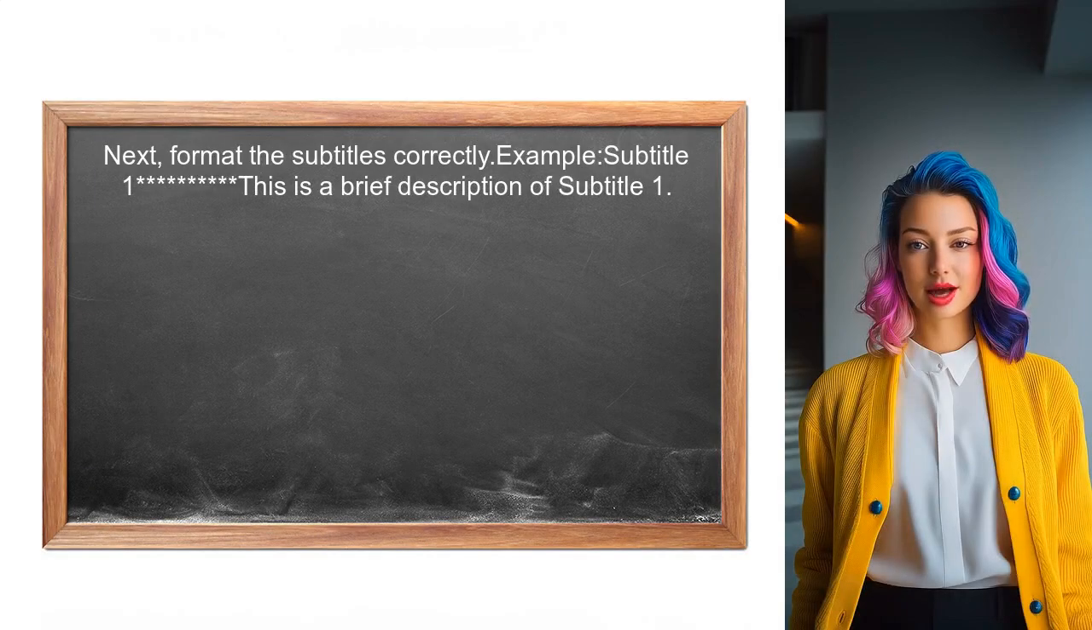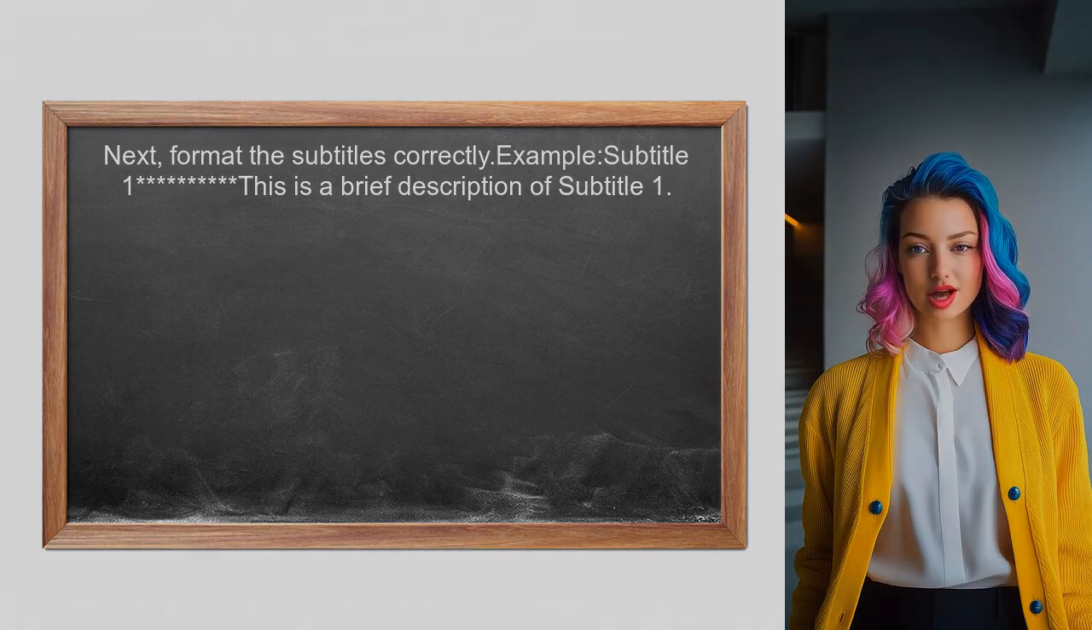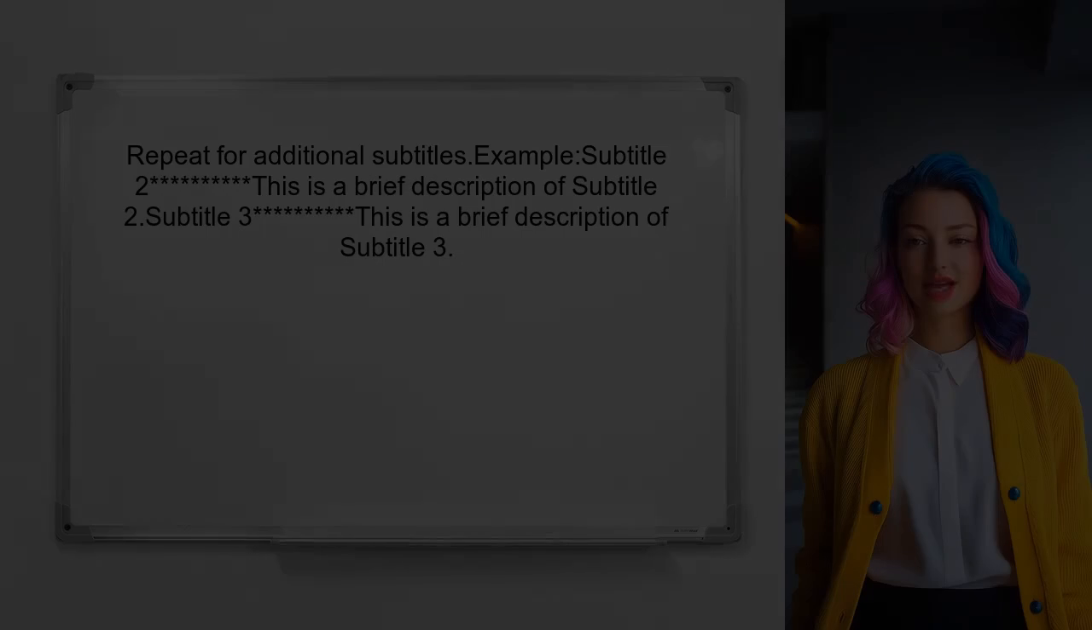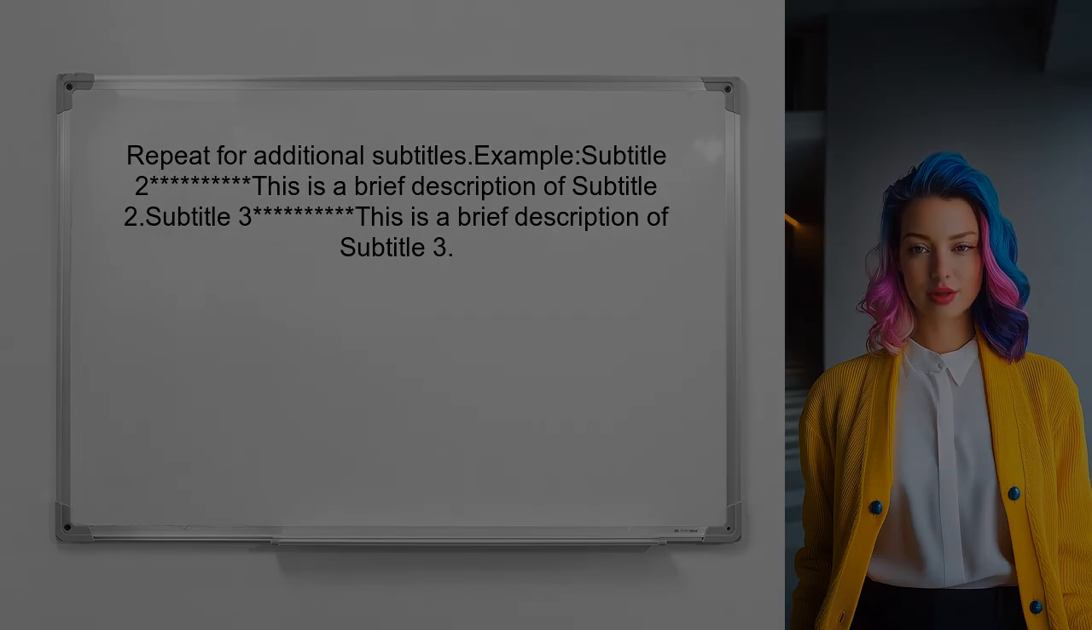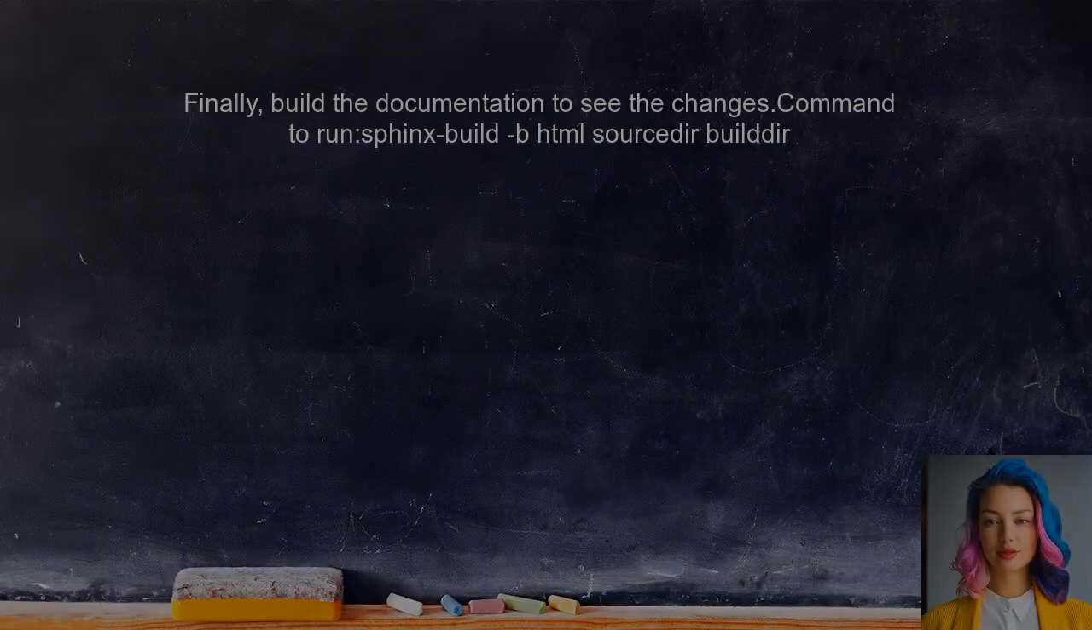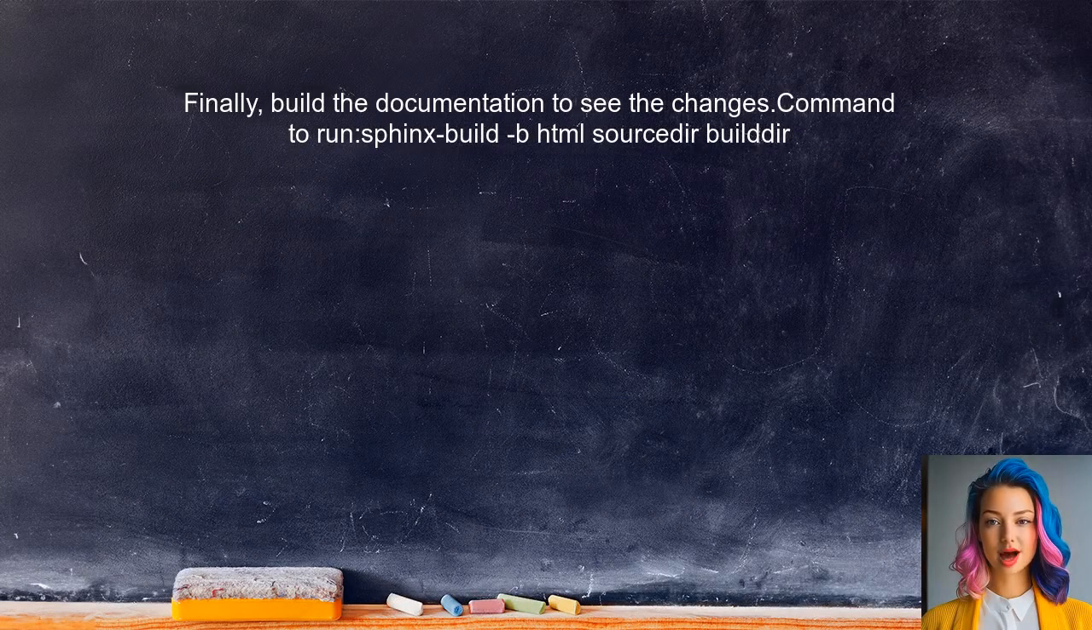Next, the user should ensure that the subtitles are formatted correctly. Each subtitle should be followed by a brief description, which can be added directly below it. The user can repeat this process for additional subtitles. Each subtitle should have its own line of asterisks to create a clear separation. Finally, the user should build the documentation to see the changes. This can be done by running the Sphinx build command in the terminal.